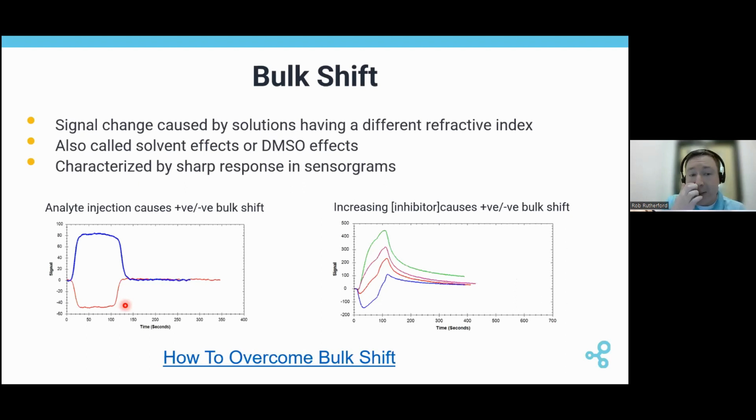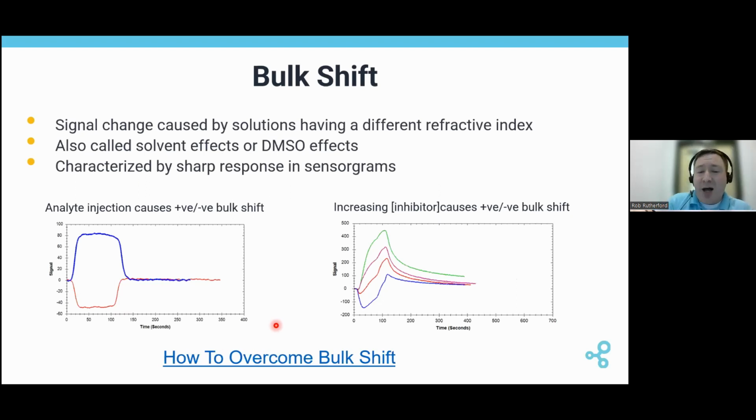So what we like to do is recommend that you try and buffer match as much as possible between the running buffer and the buffer that you're using when you're injecting with your analytes itself. And then, spoiler alert, I'm sure you know what I'm going to say, but we do have a nice article here as well that gives you an idea for how to deal with bulk shifts.